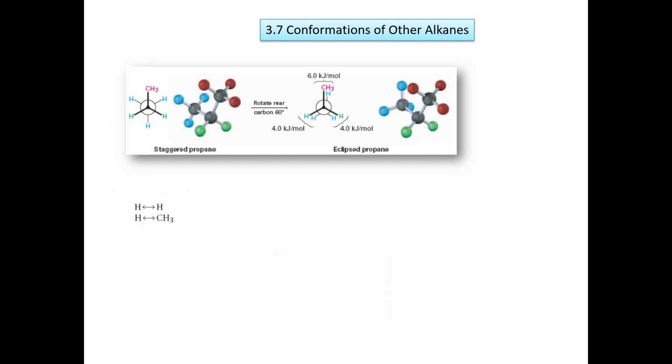For example, we complicate a little bit, we put a metal. In the case of a metal, what we have is the staggered propane, as you can see here, where each substituent of the first atom is in the middle of the substituents of the second. And if we rotate, what we have is an eclipsed propane, where the metal is eclipsing the hydrogen and the hydrogens are eclipsing the hydrogen.